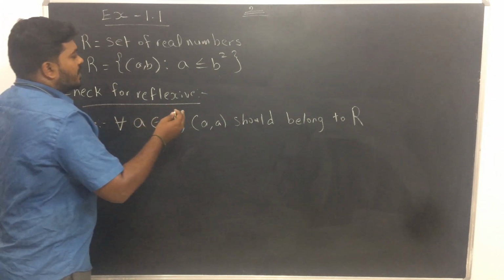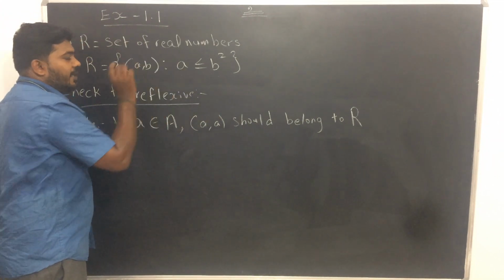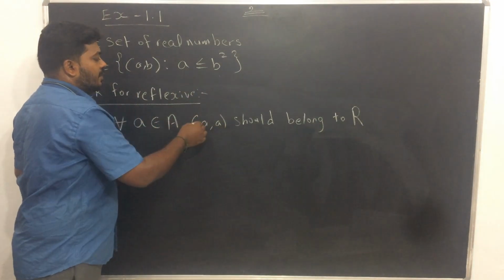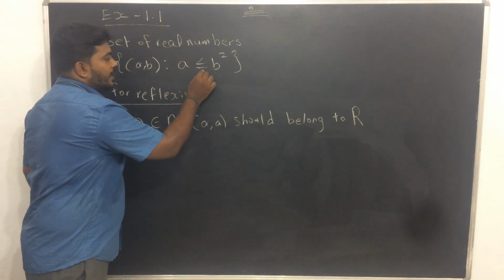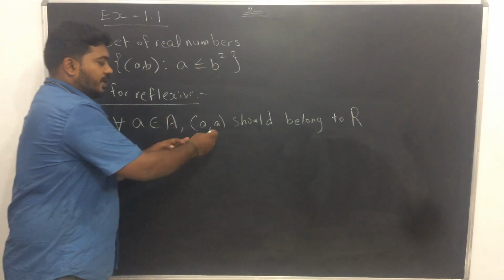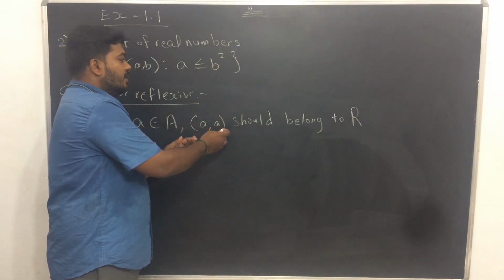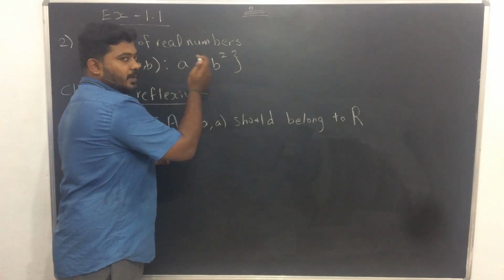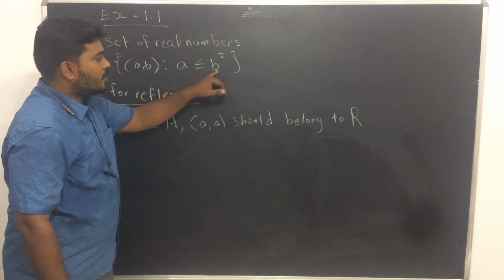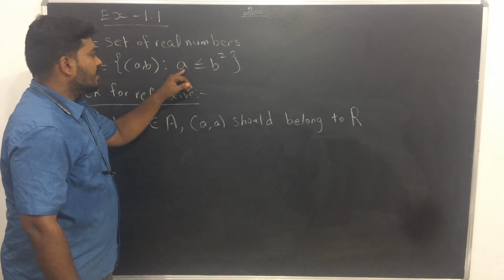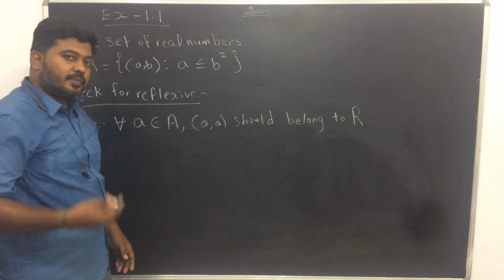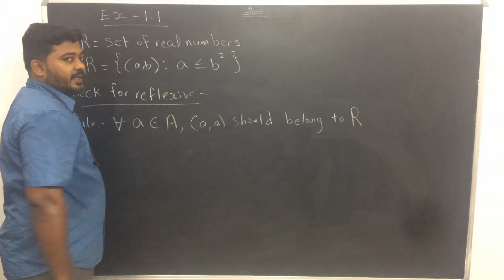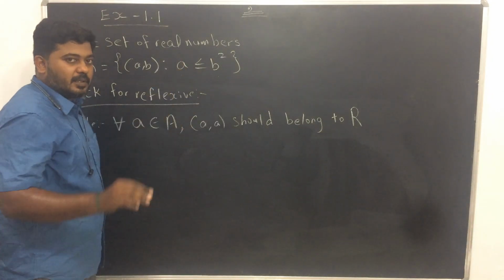Let's take for example, a is 2. If a is 2, how will the relation become? 2 should be less than or equal to 2 square. If a comma a has to be in the relation, then 2 should be less than or equal to 2 square. Now, what is 2 square? 4. It means 2 is less than or equal to 4. Of course, 2 is less than 4. So the condition might seem to be satisfied, but no.